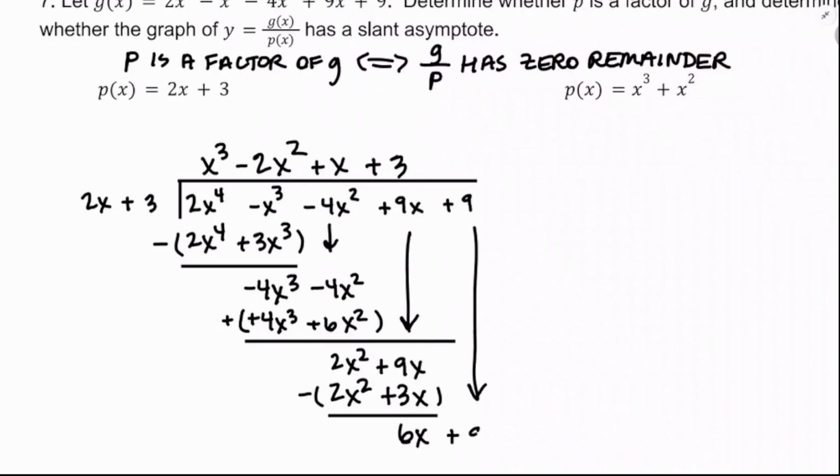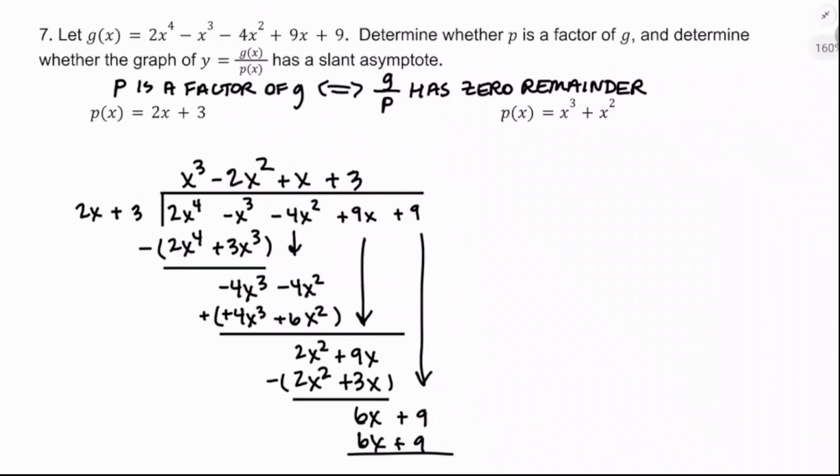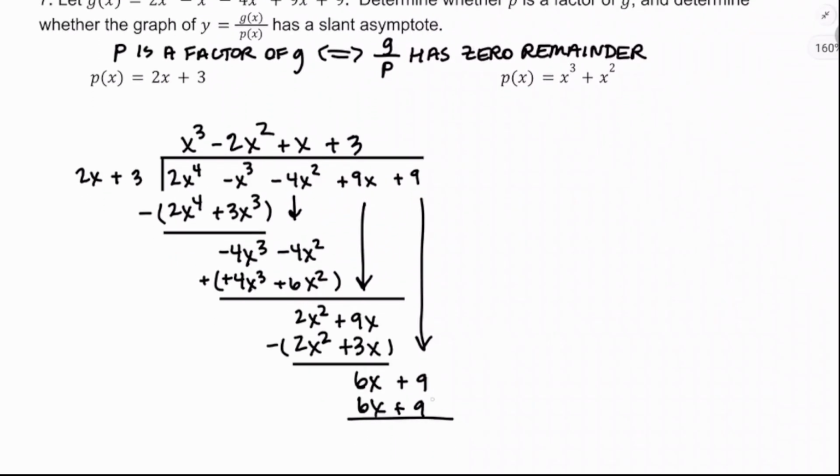that 9, but 3 times 2x plus 3 is 6x plus 9, and I end up, off the screen again, but I end up with remainder 0. Okay, so I can say that, yes, this p is a factor of g. And no, it's not going to have a slanted asymptote because it's that clean division, and also it was bigger on top by 3 factors.